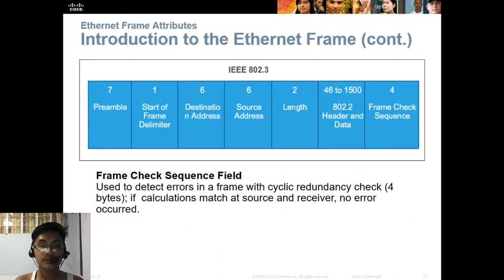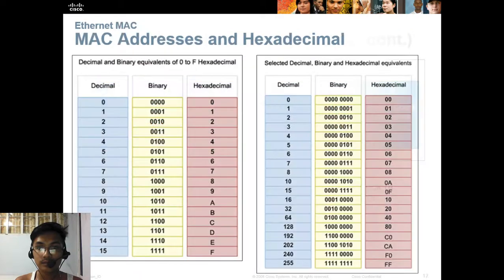Frame check sequence field used to detect errors in a frame with cyclic redundancy check. If calculations match at source and receiver, no error occurred. As for the introduction of the Ethernet frame.